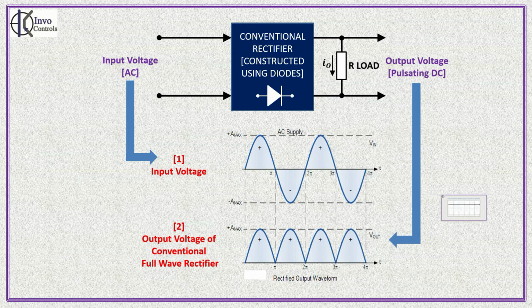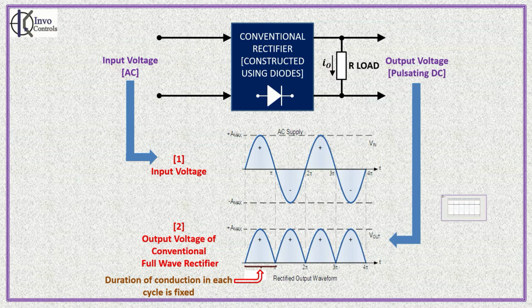One important observation can be made from the output waveform. Current flows over the entire 180 degrees cycle, and the duration of current flow in each cycle is fixed. There is no control over the duration of conduction in each cycle.